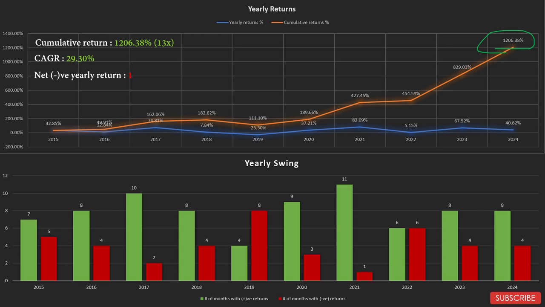Third is the net negative yearly return. There is only 1 year in the last 10 years which gave negative returns. That is 2019, which gave negative 25.30%. The best year for this sector in the last 10 years was 2021 with returns of 82.09%. And the worst year was of course 2019, the only negative year in the last 10 years, which gave returns of minus 25.30%.